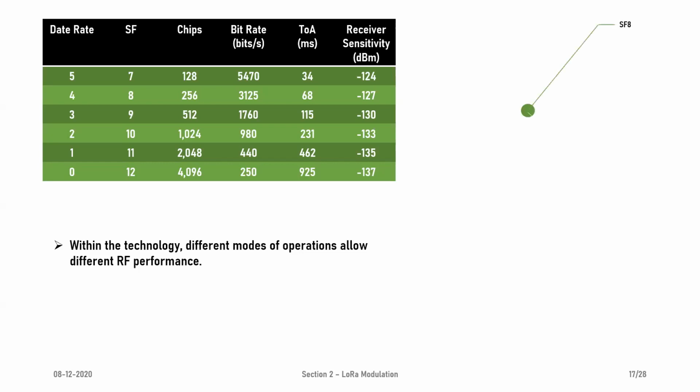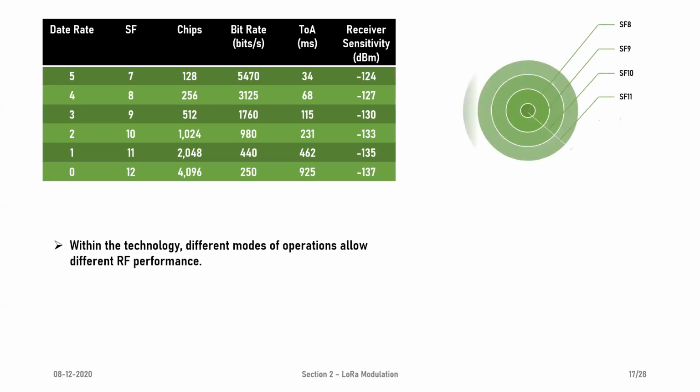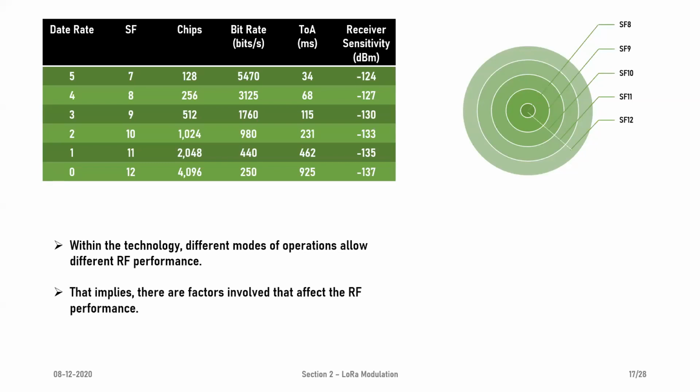Because if you're using a spreading factor 8 symbol, it's going to get a range really higher than a short range communication technology or medium range communication technology. But compared to an SF9 signal, it's not going to get that range because its receiver sensitivity level is different. All the different spreading factors have their own receiver sensitivity level. That simply means that they're going to cover different RF performances. All that implies that there are factors involved that affect the RF performance of the system.